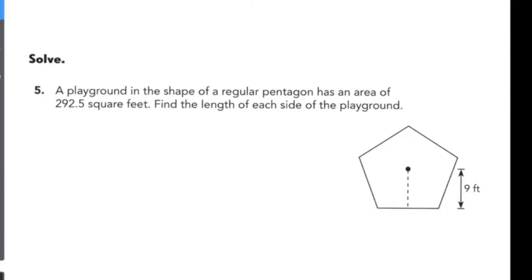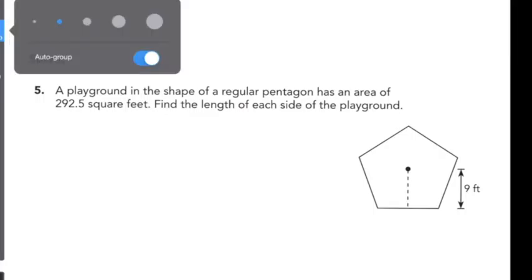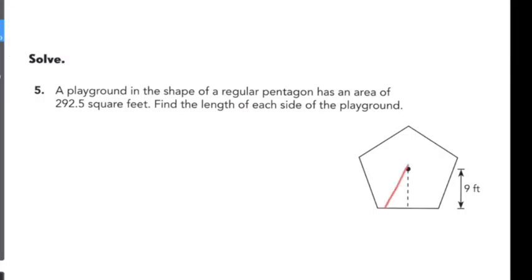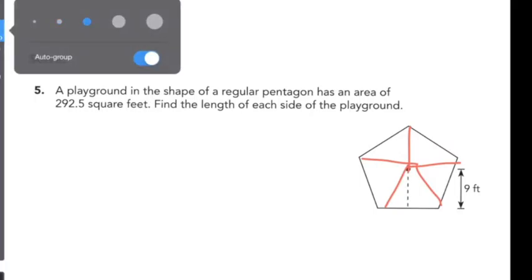Okay, boys and girls, the last one on this page is kind of going backwards. They give us the area of the pentagon. They give us the height of each triangle, because remember, if we split up this pentagon, you're going to have 5 triangles. They give us the height of the triangle, but they don't give us the bases. So we need to find the length of each of the sides, which are the bases. Let me just make my mark a little bit bigger.